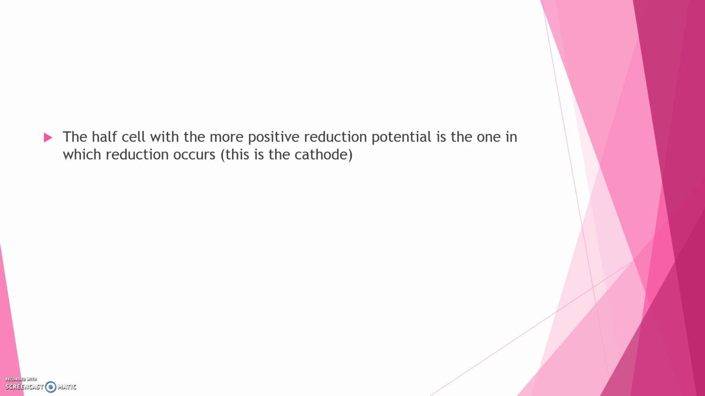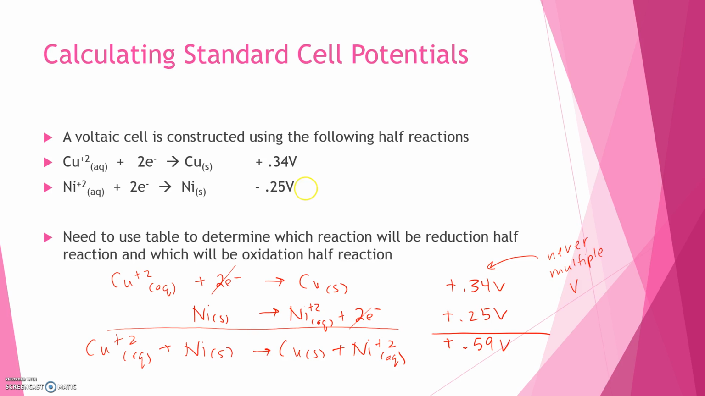Okay. The half cell with the more positive reduction potential is the one in which the reduction occurs. Okay, that's going to be our cathode. So the more positive reduction potential. And the oxidation occurs at the anode. Okay, so that's what I showed you earlier. So the more positive one, this was my more positive one, and I left that the way that it was because it was already being reduced.